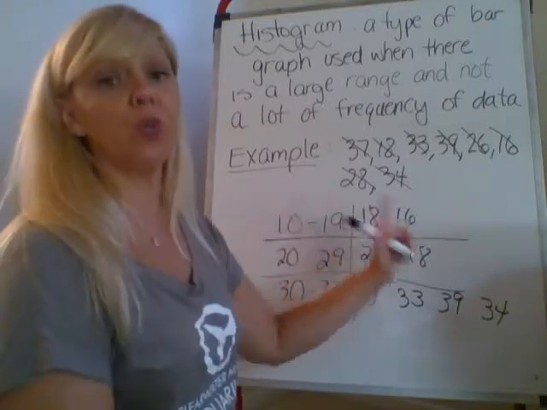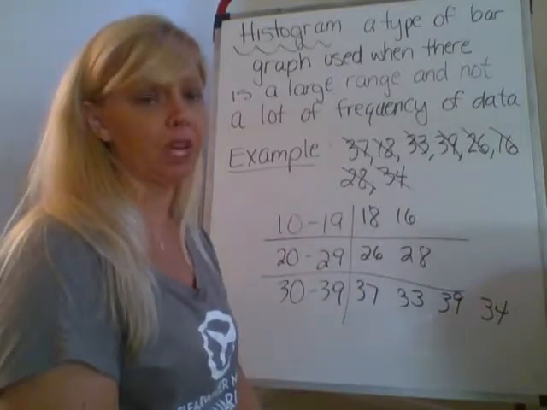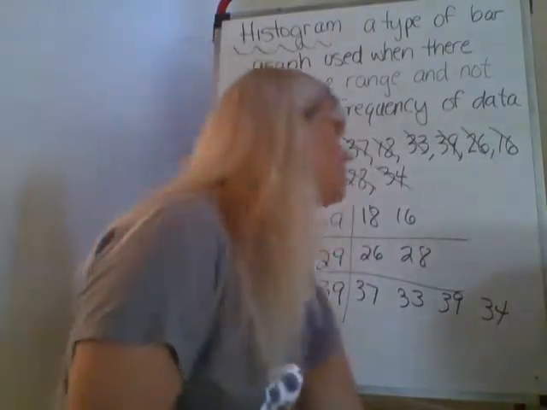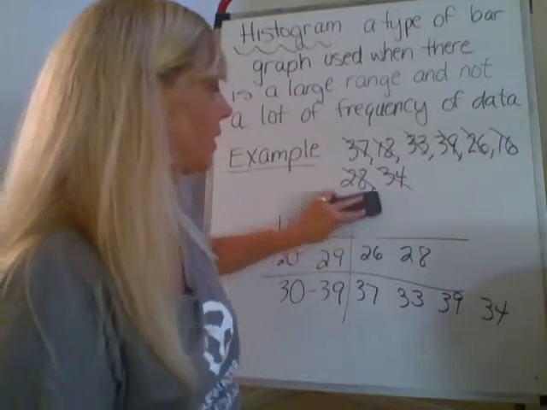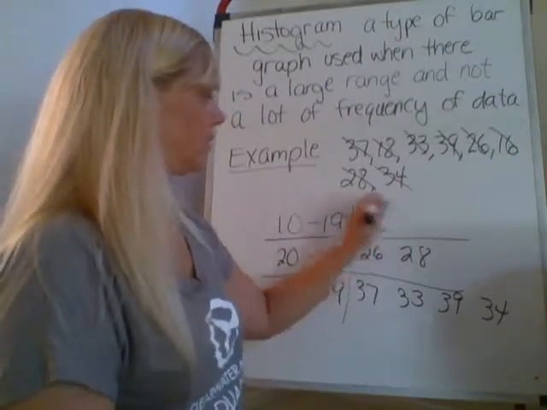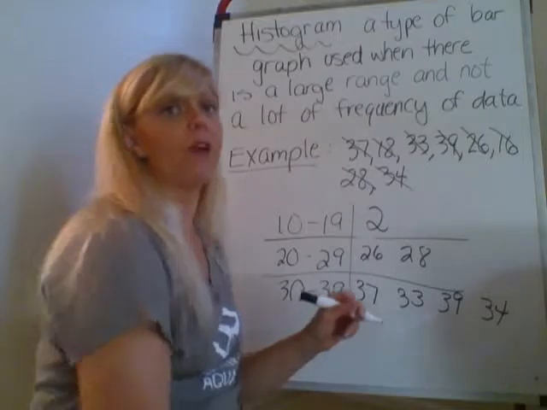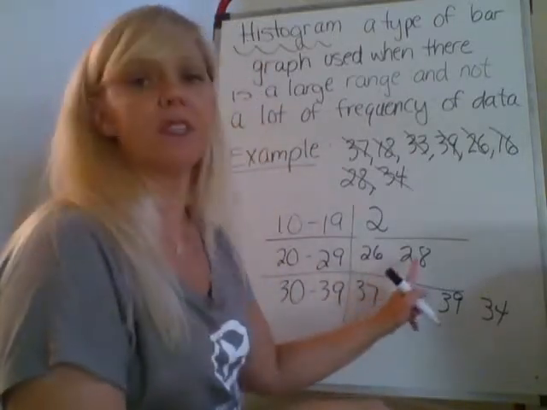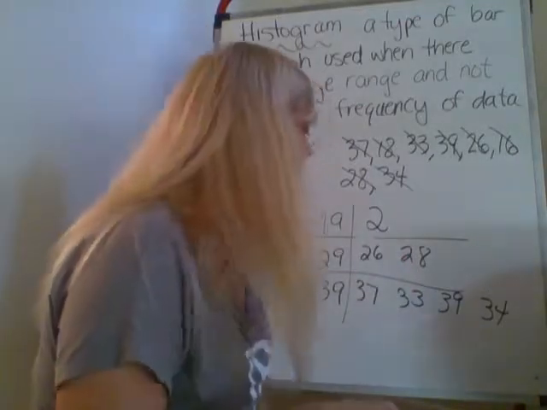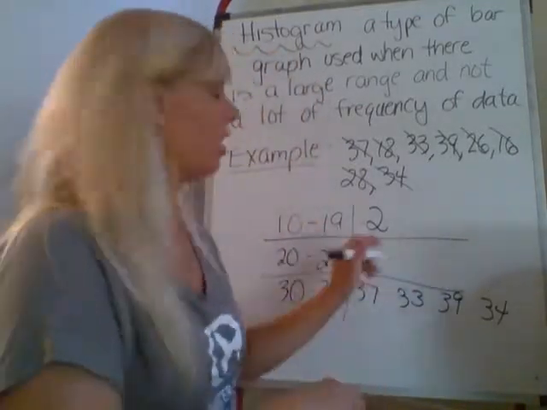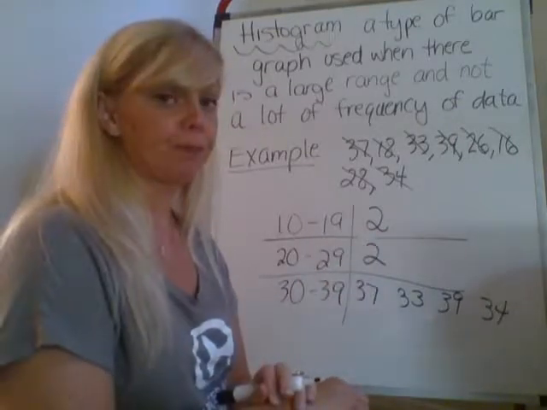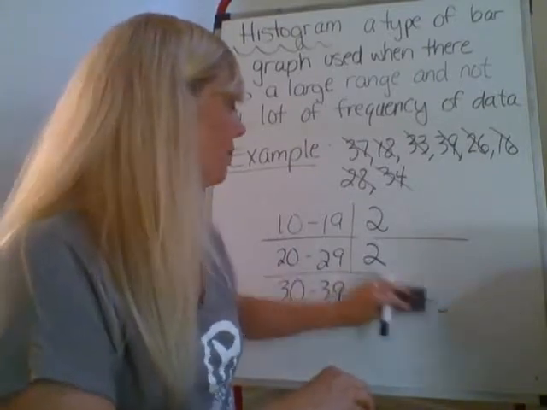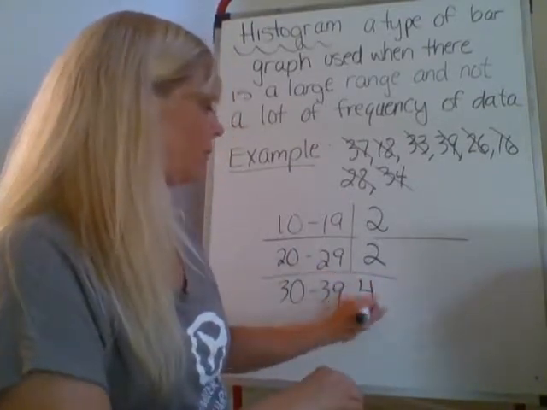Okay. Now there's a reason that I put these numbers, just so you would see where they're at. So I have two numbers in my 10 to 19 range. So when I make my bar, I'm only going to go up two numbers. Okay, so I'm going to go ahead and erase that and put a 2. So this is the frequency of how many numbers happen between 10 and 19. Same with 26 and 28, there are two numbers. So when I make this bar in the histogram, it is only going to go up two numbers. And this range has four numbers. So when I make my histogram, I'm going to have four numbers.